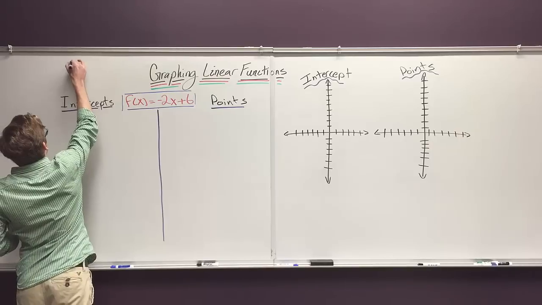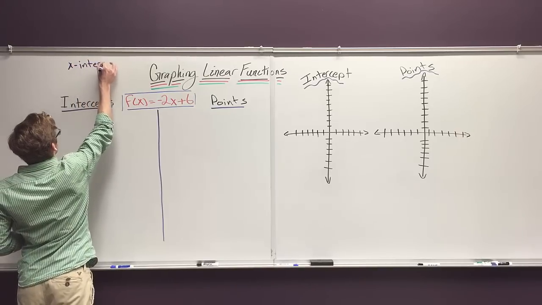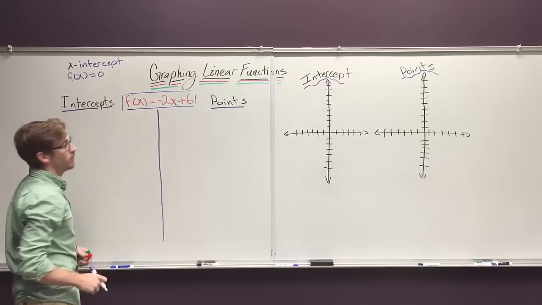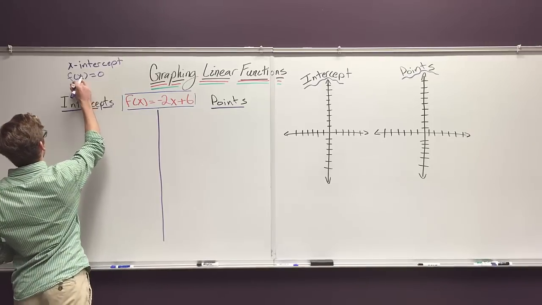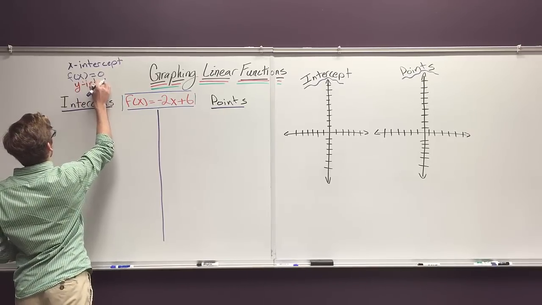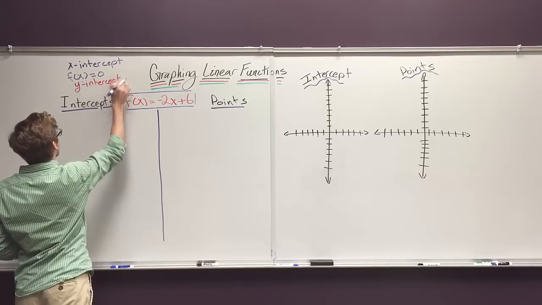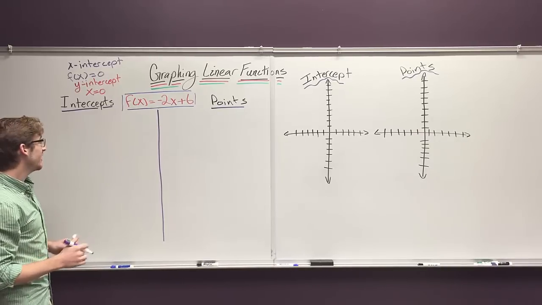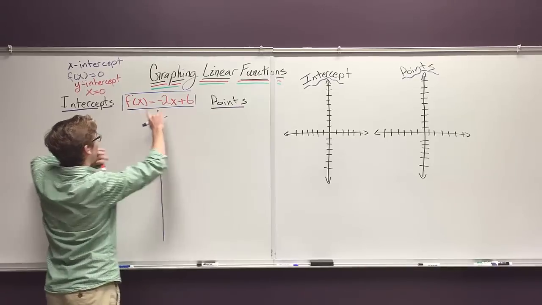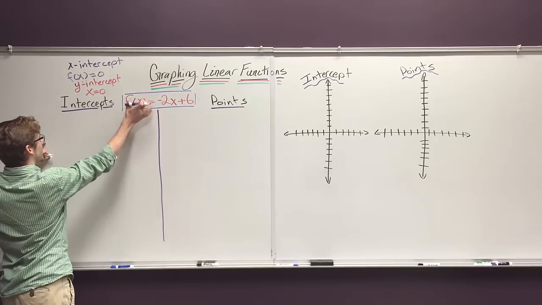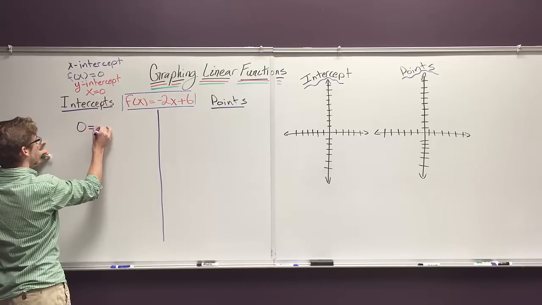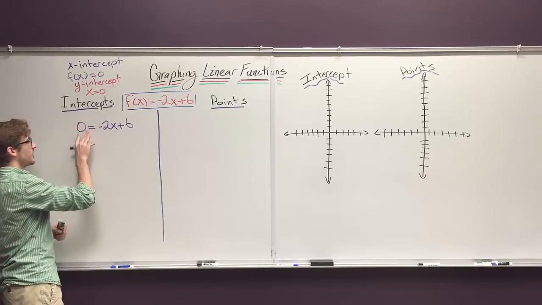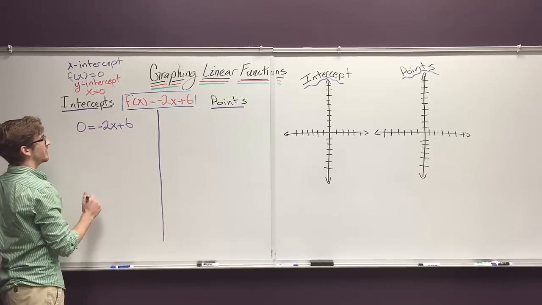Well, the x-intercept is f of x equals 0. And the y-intercept is when x equals 0. So if we apply those ideas to this equation right here, the x-intercept would be where we let f of x, this whole piece, be 0. And so what we're saying is that 0 is equal to negative 2x plus 6.